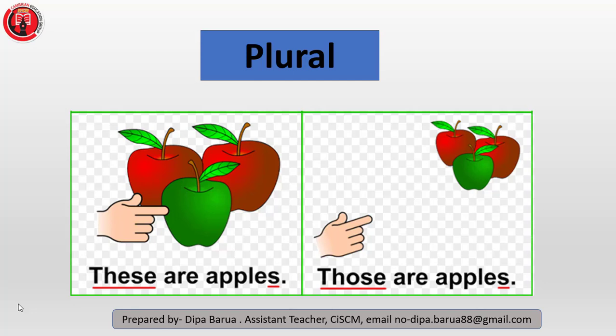When we talk about more than one thing, that means many things, many people, we use the word these. These apples are close to me. These are apples and those are apples.